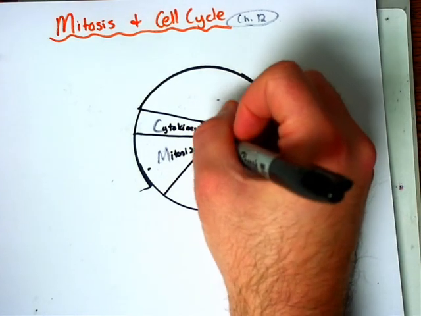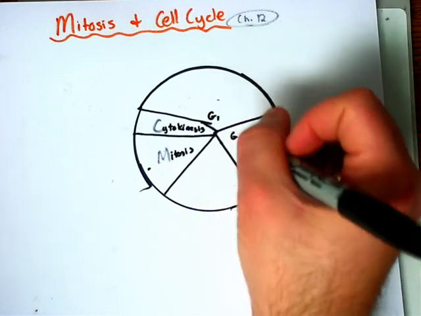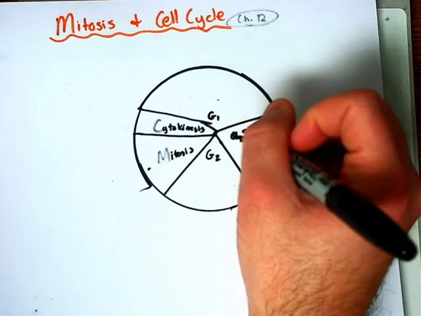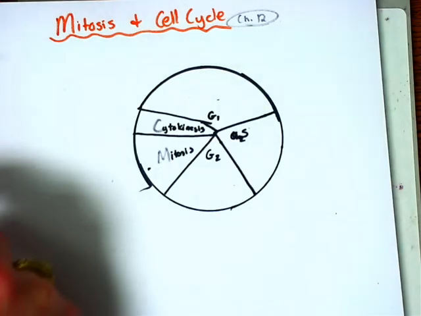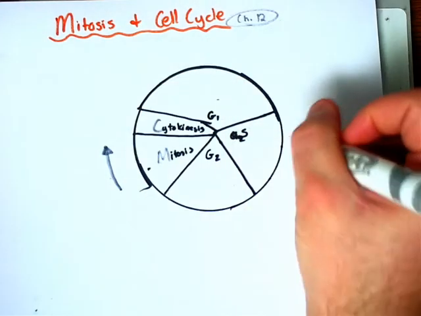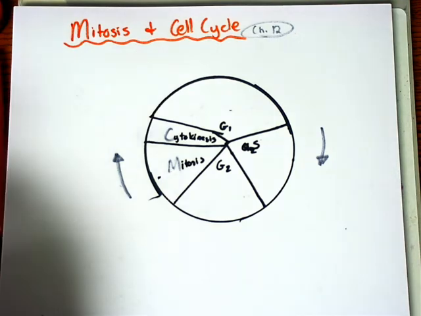Actually, three other phases. We've got G1. That's important. S. And then G2. Gap 1, synthesis phase, and then G2. And obviously the cell cycle has to be going in this direction that we're seeing right there. Cool, so there's our cell cycle, essentially.